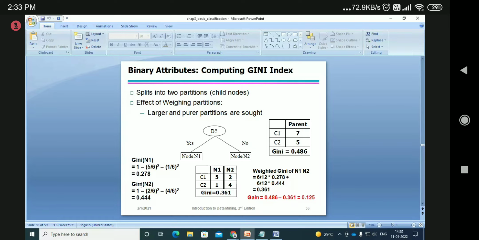And the Gini index at the node N2 is 1 minus 2 by 6. So 6 what? The number of instances at the node N2, 4 plus 2, 6. By chance here you have the same number of instances at both the nodes. So 1 minus (2 by 6) whole square minus (4 by 6) whole square, you will get some value. But we are not interested in these two individual values.